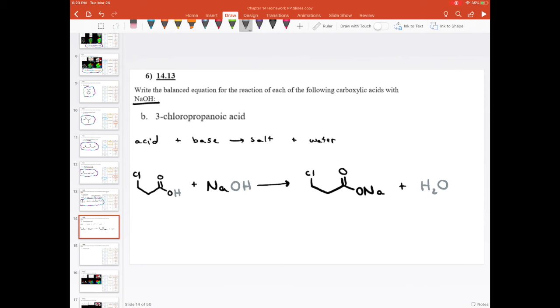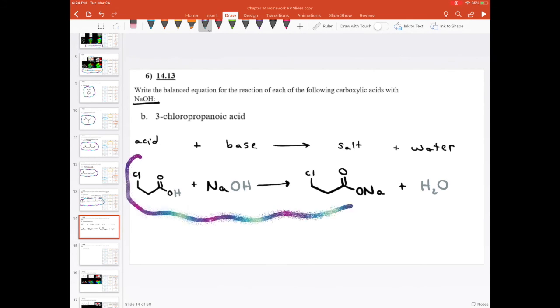So this is our acid plus our base, giving us a salt, which is just any ionic compound. You have a metal and nonmetals, and water. And so that's the balanced equation for the reaction of this carboxylic acid, 3-chloropropanoic acid, with sodium hydroxide, this one right here.